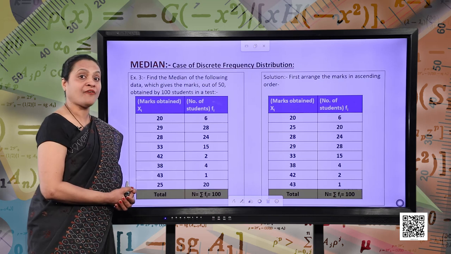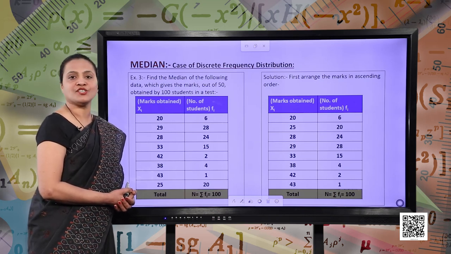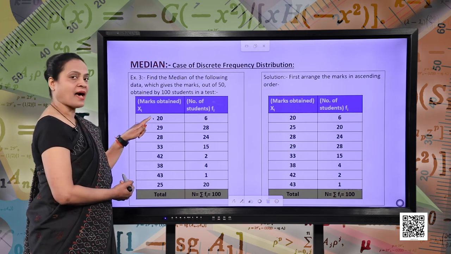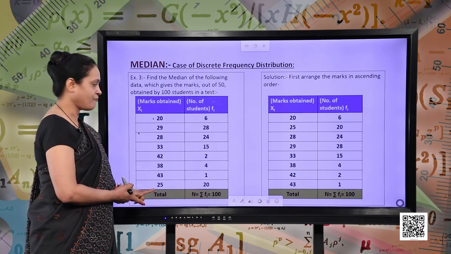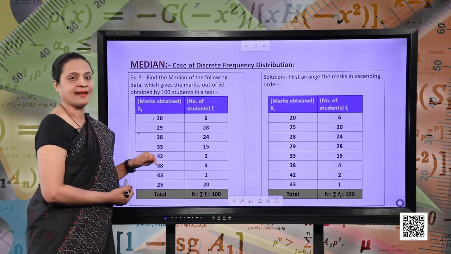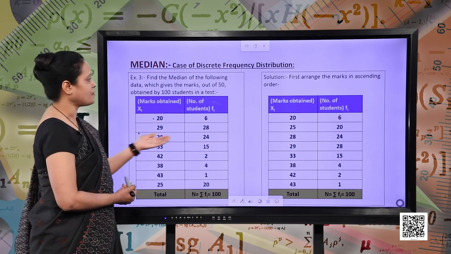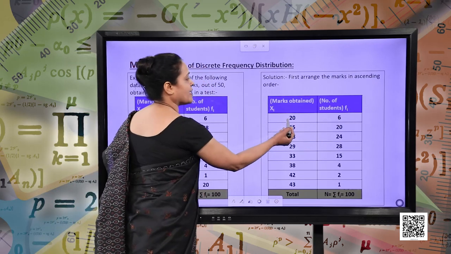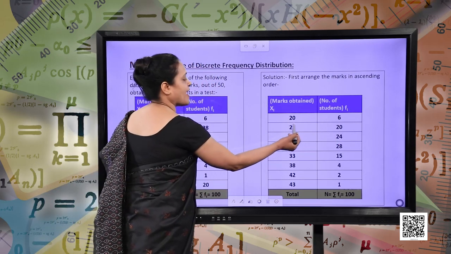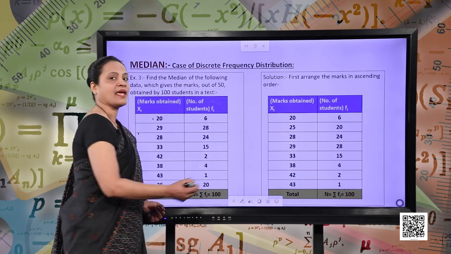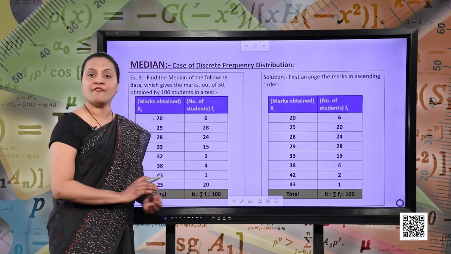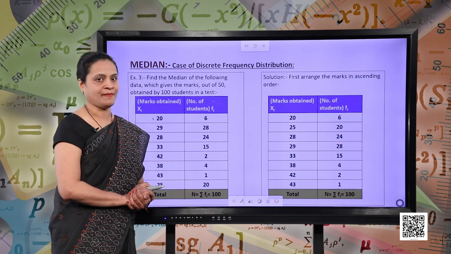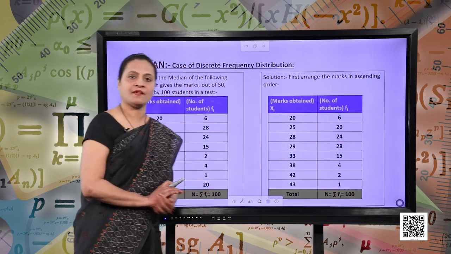What was our first step to find out the median? Of course, to arrange the data in ascending order of marks. So you can see that the lowest marks are 20, then the next is 25, then 28 and 29, and so on. So we are going to first arrange the marks in ascending order. So we will write there are 6 students scoring 20 marks, 20 students scoring 25 marks, 24 students scoring 28 marks, and so on. After arranging the data in ascending order, we find the middlemost observation. There are a total of 100 observations.